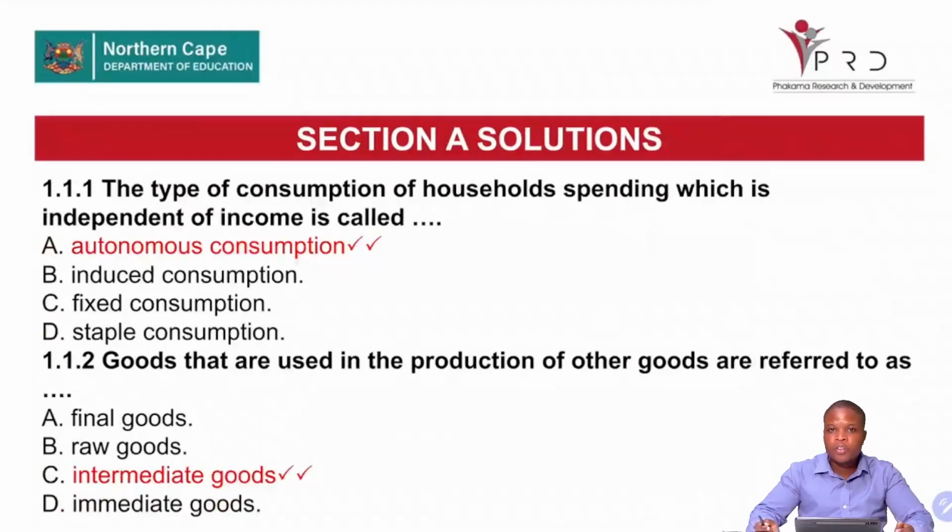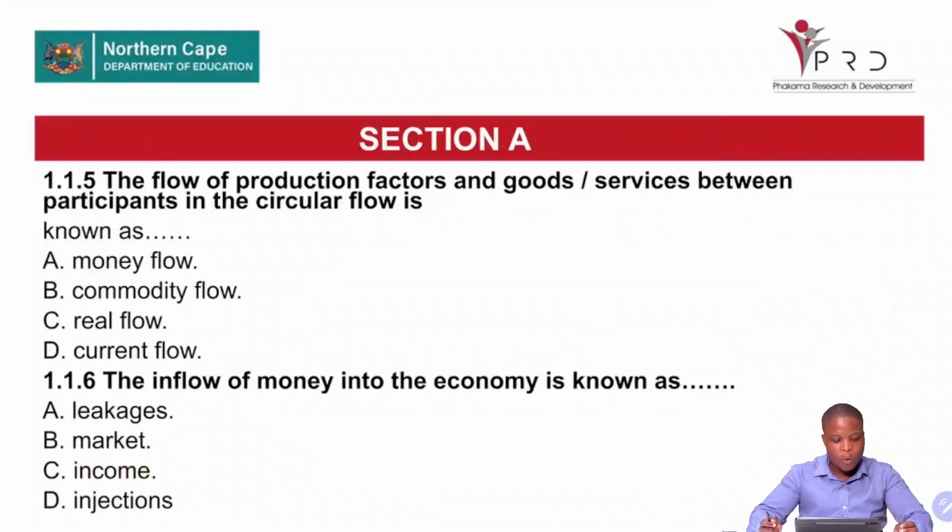Right, grade 12, your 10 minutes is done. Let's look at the possible answers. 1.1.1, the type of consumption of household spending which is independent of income is your autonomous consumption. Autonomous consumption does not depend on income. It's spending that does not depend on income. So you can be spending from your savings or a loan. That is autonomous consumption.